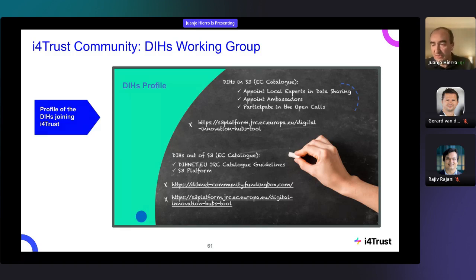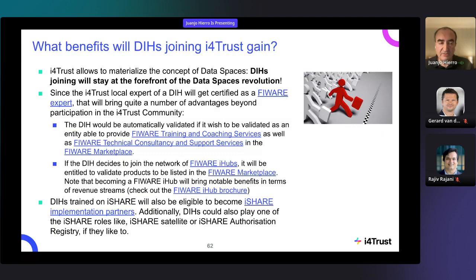There is a working group involving all the DIHs that have been incorporated so far into the initiative, and those DIHs will really benefit from the opportunity of getting certified as FIWARE experts and evolving to become FIWARE iHubs, and therefore being able to support FIWARE training and coaching services. Those DIHs will also be able to get trained on becoming eligible as iSHARE implementation partners.